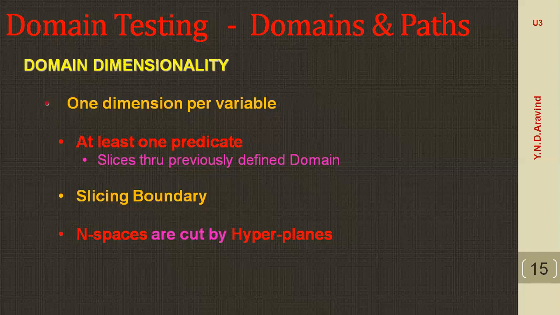Every new predicate slices through previously defined domains and cuts them in half. Every boundary slices through the input vector space with a dimensionality which is less than the dimensionality of the space. So the planes are cut by lines and points, and volumes by planes, lines and points, and n-spaces by hyperplanes. Now let us see what is bug assumption.